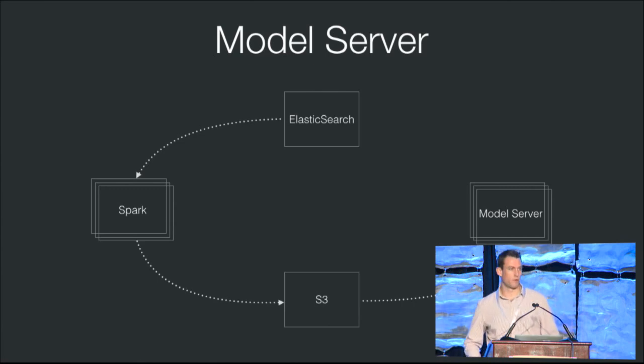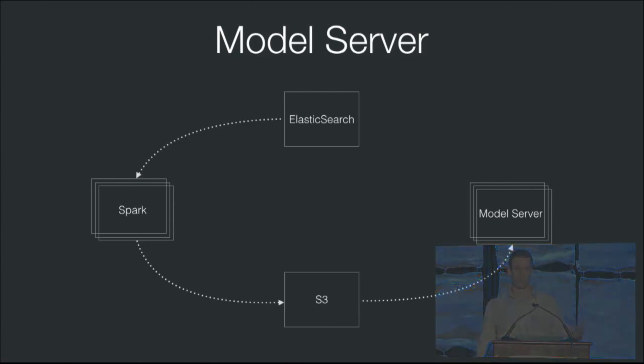So the data flow is pretty simple. We're pulling data from Elasticsearch into Spark and computing the models with Spark and MLlib, saving those models to S3, which are time-stamped, and then the model server is periodically refreshing from S3.